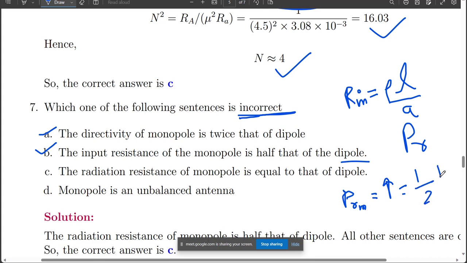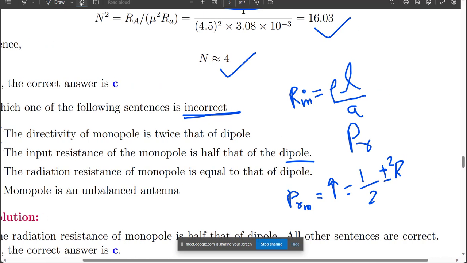I square R_A. Here R_A is what? One second. Okay, so power radiated is double. So can we say if the same current is flowing in the monopole and dipole, the R_A will be double? That is, the radiation resistance of monopole will be double.